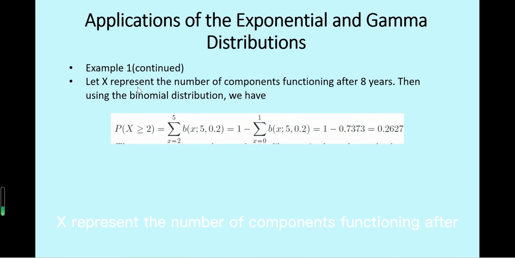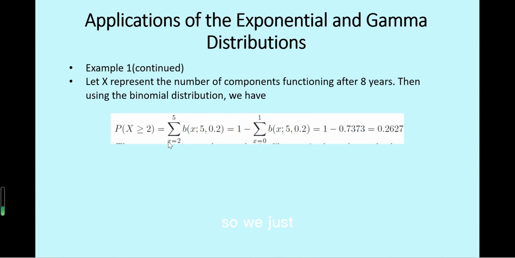Next, let x represent the number of components functioning after 8 years. So this is a binomial distribution. We want to know how many, here x larger than or equal to 2 out of 5, right? So this is a binomial. Here we can use a binomial distribution with n equals 5, x larger than or equal to 2. So it's cumulative, with a success rate of 0.2 in the binomial distribution.